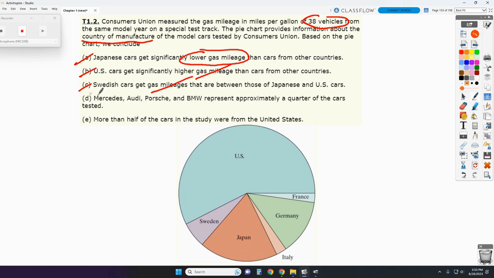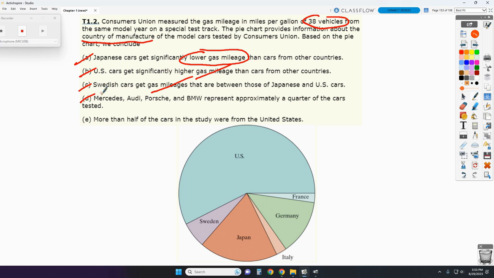I don't know which car. Like, do they want me to go research? Where are Mercedes cars manufactured? Where are Audi cars manufactured? Where are Porsche? Where are BMW? I don't know exactly where these are really from. So can I conclude that from this pie chart?